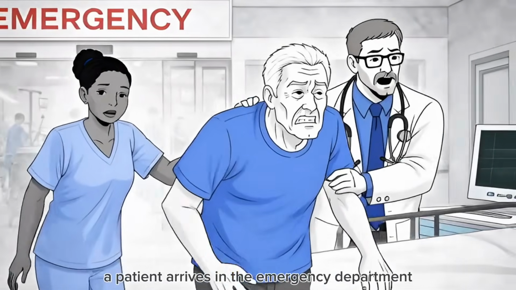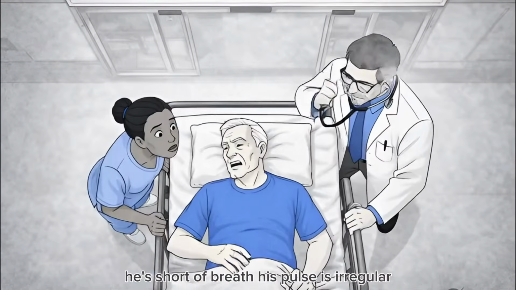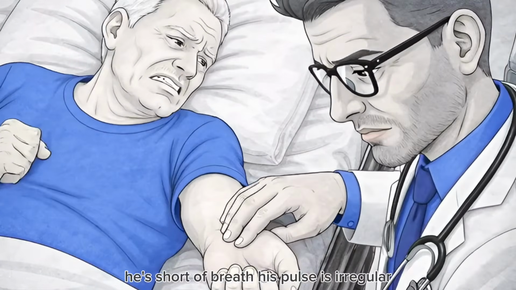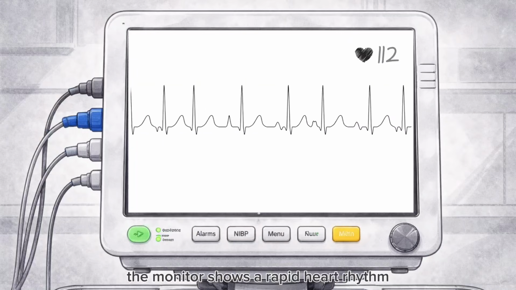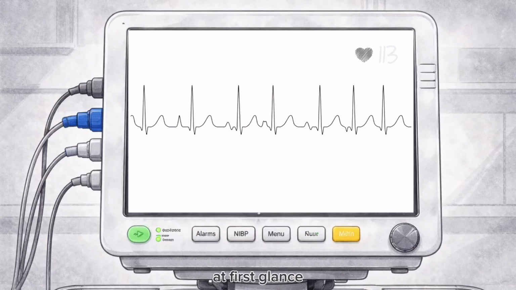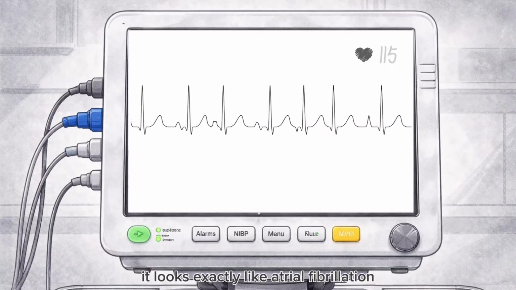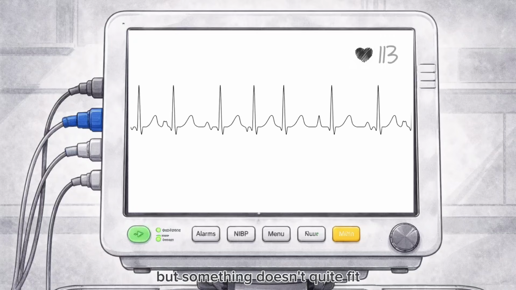Imagine this. A patient arrives in the emergency department. He's short of breath. His pulse is irregular. The monitor shows a rapid heart rhythm. At first glance, it looks exactly like atrial fibrillation. But something doesn't quite fit.